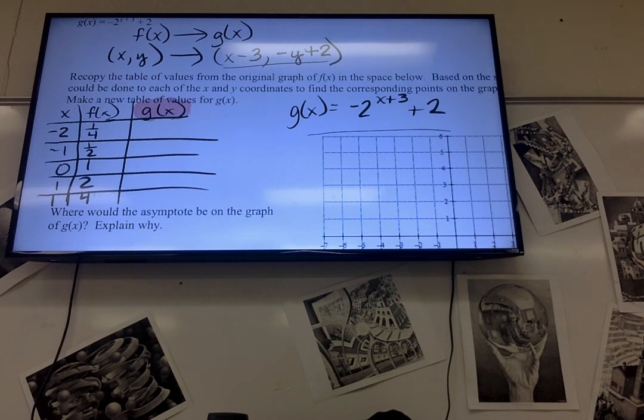Color code this a little bit. Okay, so according to this, I take x and I subtract 3. So I take x, which was -2, and subtract 3, so that's now -5. And then I change the sign of y, and I add 2. So I make it -1/4 plus 2, which is 1 3/4.